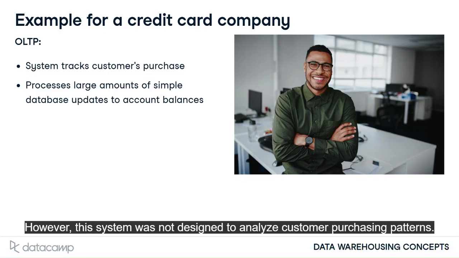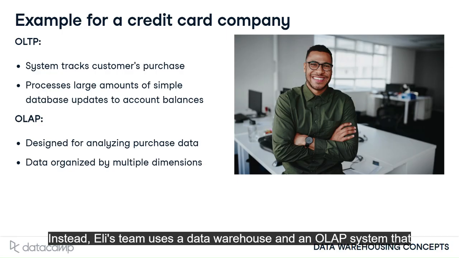However, this system was not designed to analyze customer purchasing patterns. Instead, Eli's team uses a data warehouse and an OLAP system that tracks purchases by year, customer age, location, and time of day. Analysts within the company use this data to make business decisions.